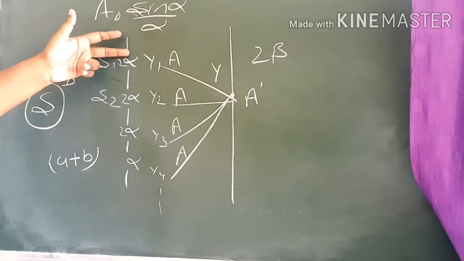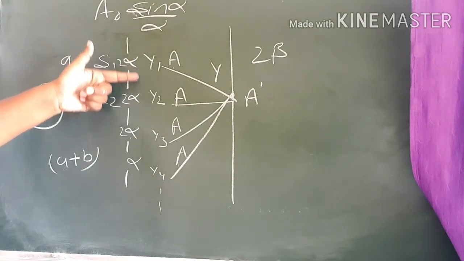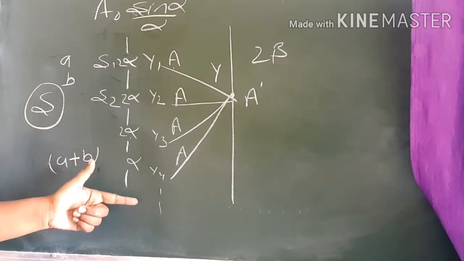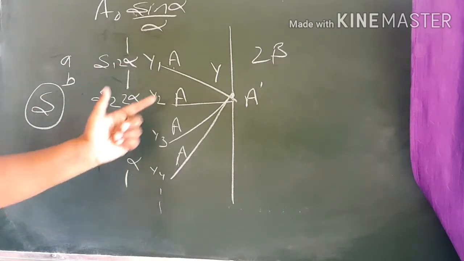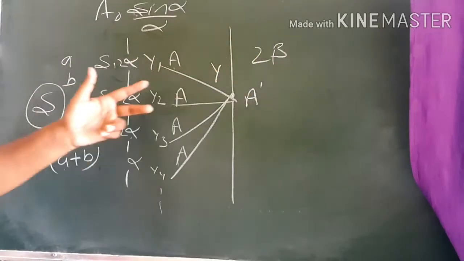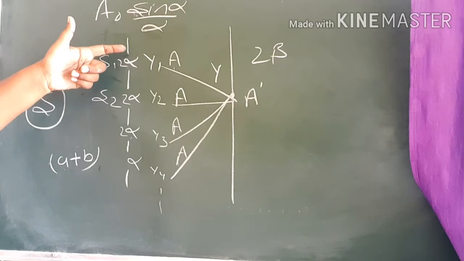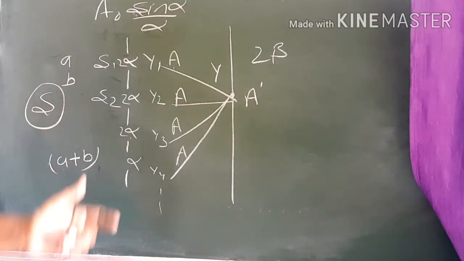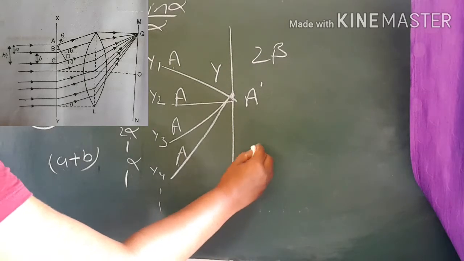And if we go from the first slit to the nth slit, the phase difference goes on increasing. If the first two slits create a phase difference of 2 beta, then the phase difference between the rays from the first and third slit will be 4 beta.